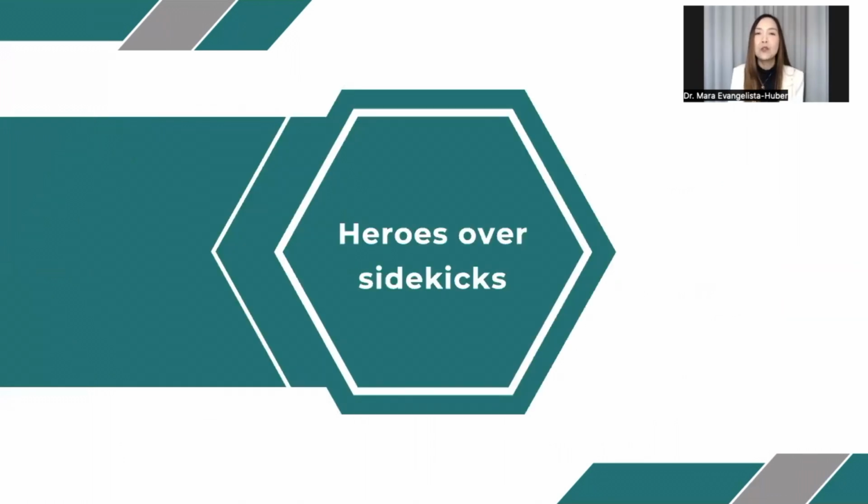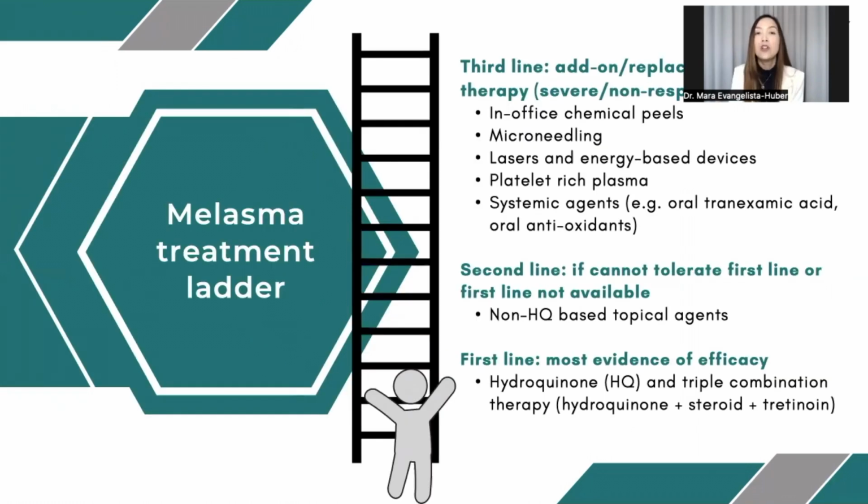Always remember, when you're choosing your weapons, make sure that you select the heroes over the sidekicks. You always begin with the first-line treatments. And these are agents that have been consistently shown in clinical trials to be beneficial to this skin condition. Once you don't have a good response to the first-line agents, you can replace or add on to the first-line treatments with the second-line treatments. And then if that doesn't work either, you can go up to the third line. So as you can see, for melasma, the first and second-line agents are mainly topical. In-office treatments and systemic agents are just considered third line.